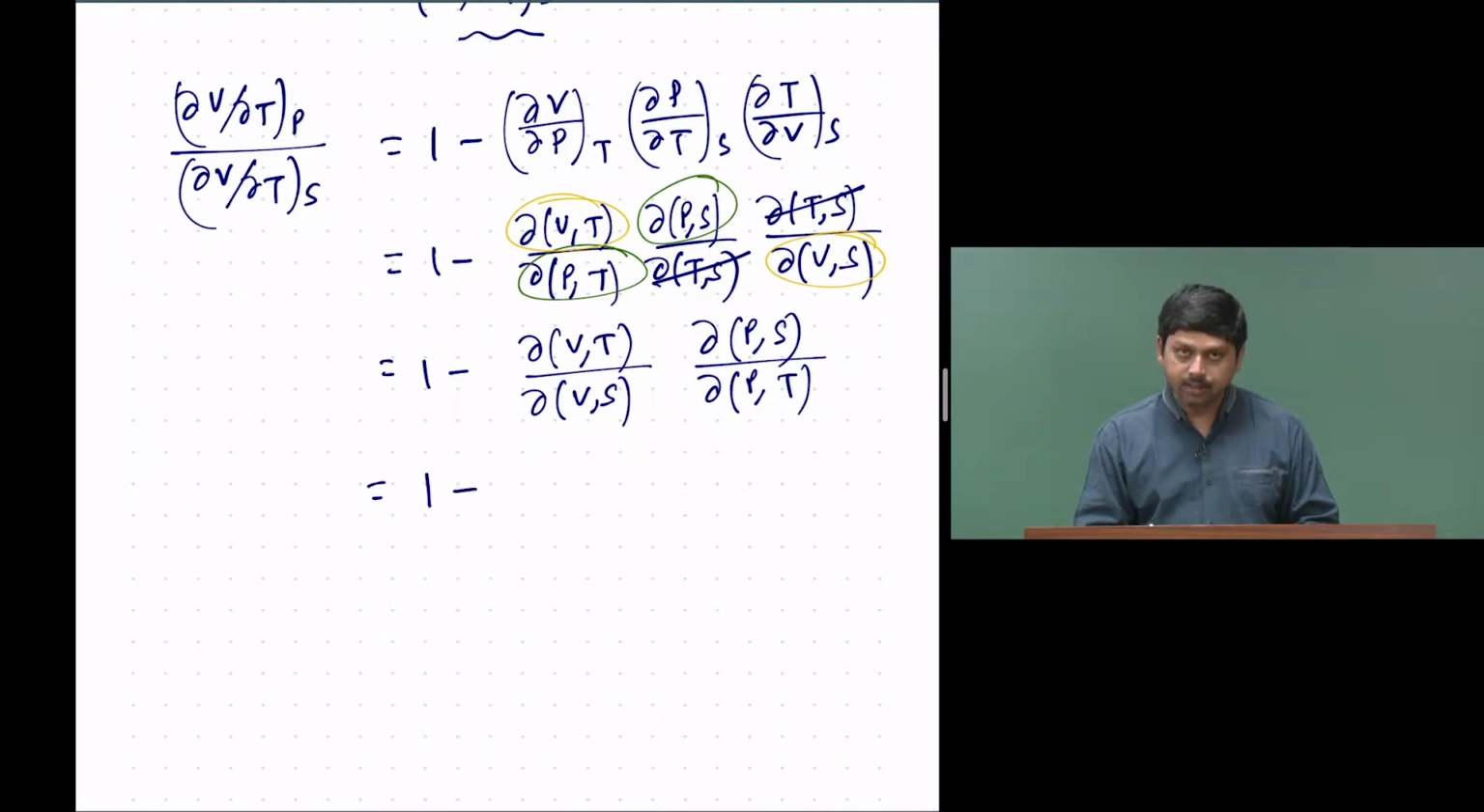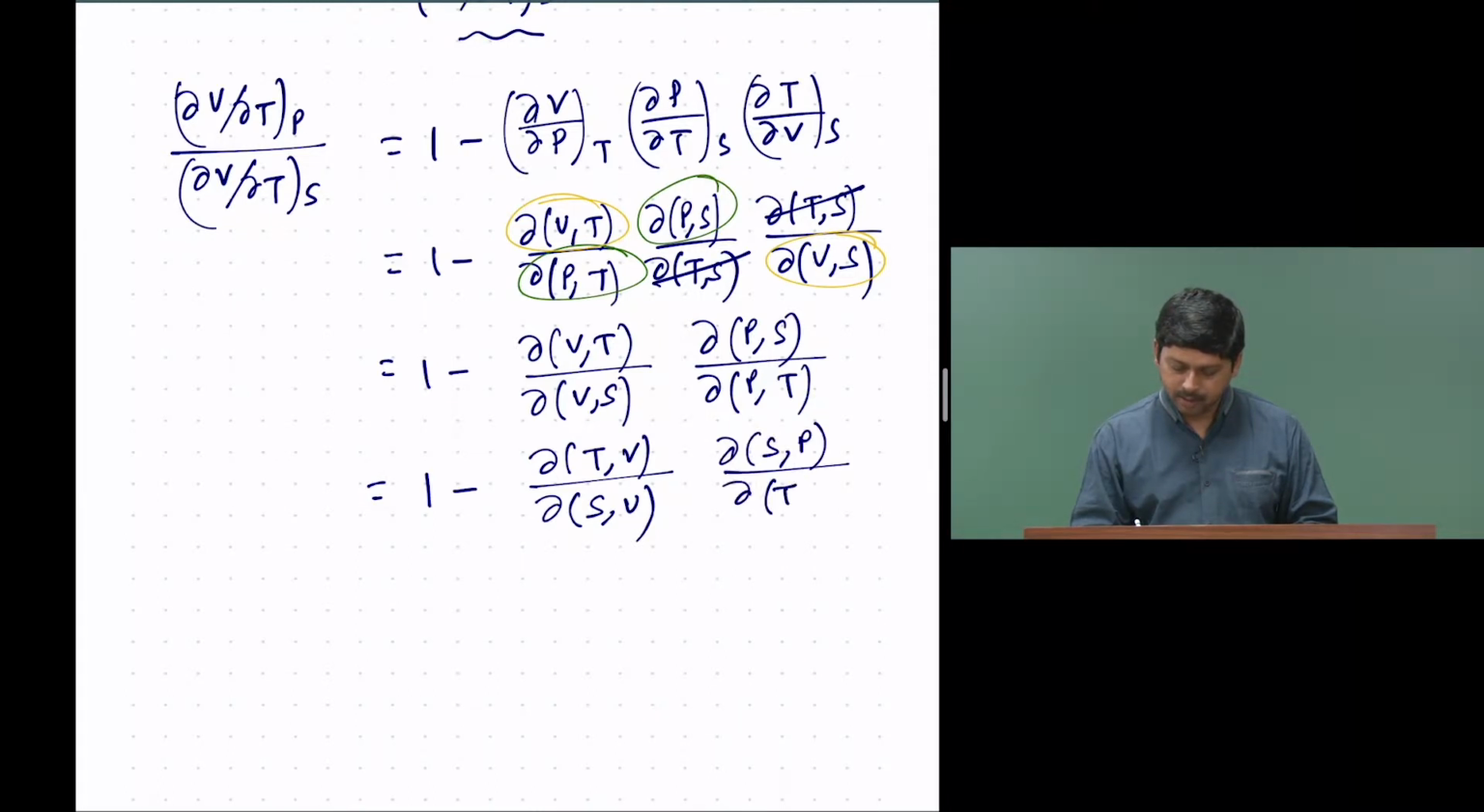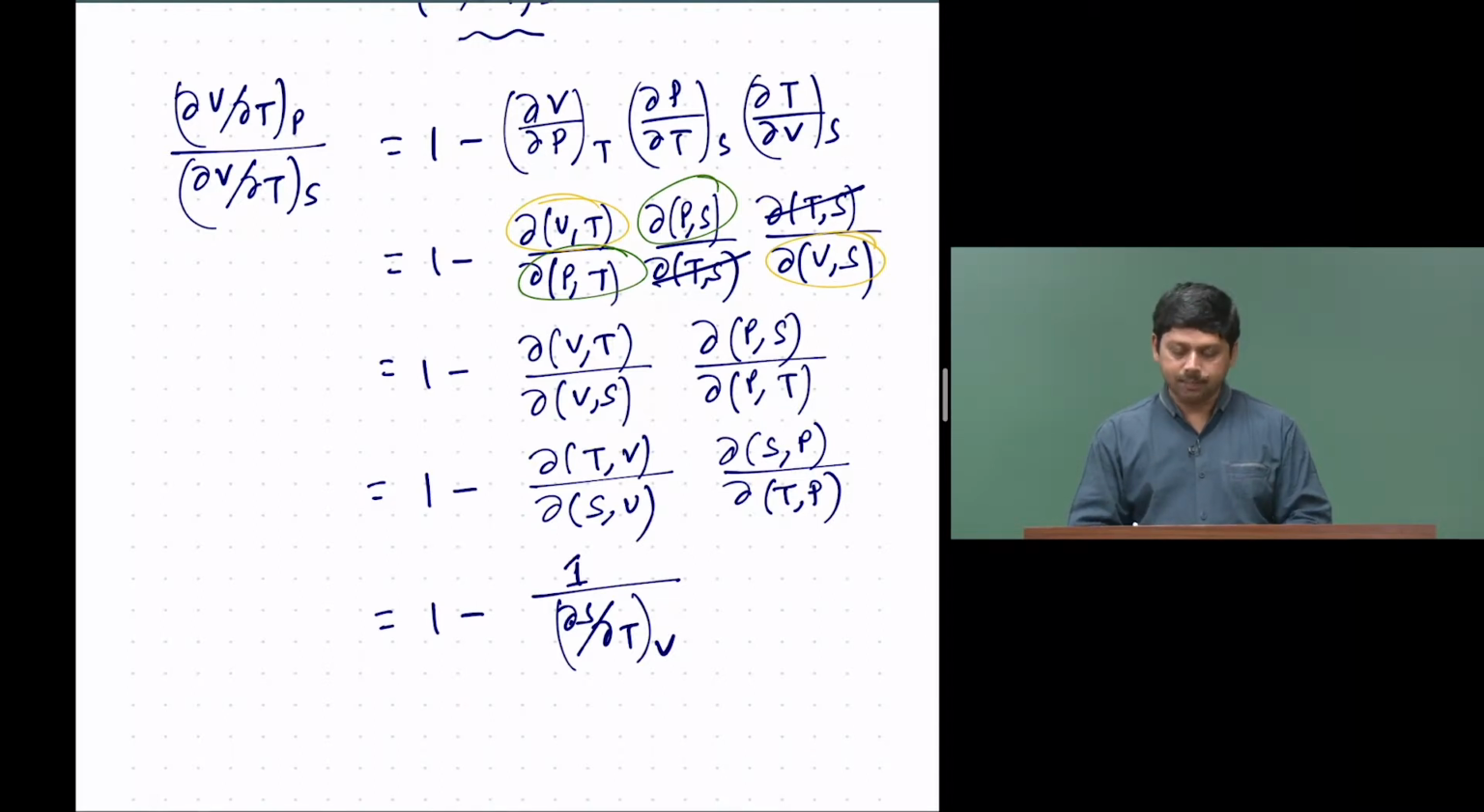Now, you see I can interchange both the variables and write del T V by del S V, and here I can write del S P by del T P. Since I changed both, it is positive only. So, 1 minus. T V by S V is nothing but, as you can see, the inverse of C V. So, if we want one more step, then I can write 1 by del S by del T at a constant V. I hope you understand the step that I did.